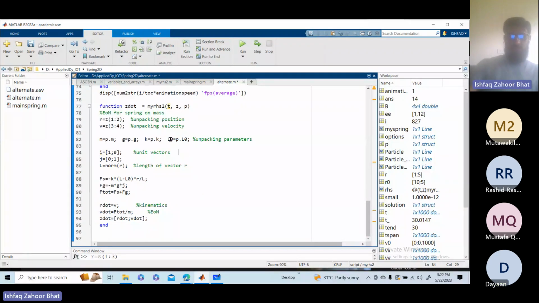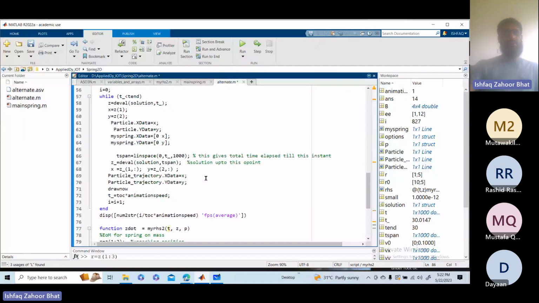So this is one of the constants for this given system. The length of the spring will keep on changing, and that length is depicted by this L, which is norm of R. So from this function, I am now getting Z dot. And you know what we have to do with the Z dot? We have to integrate it.